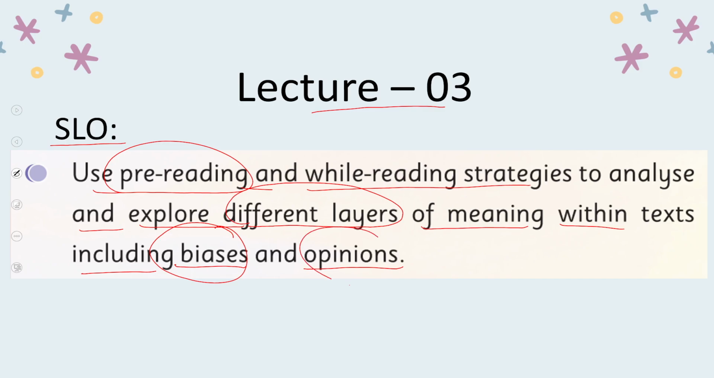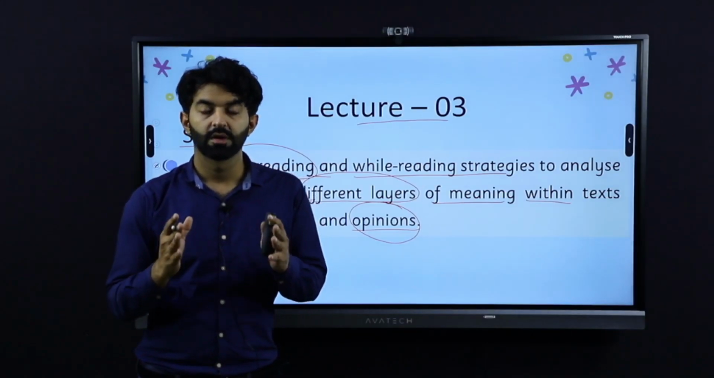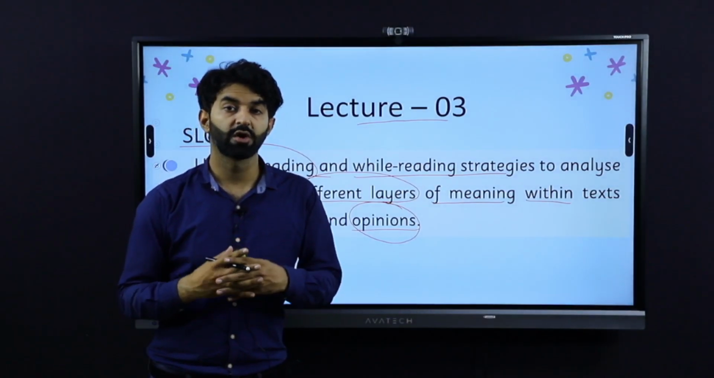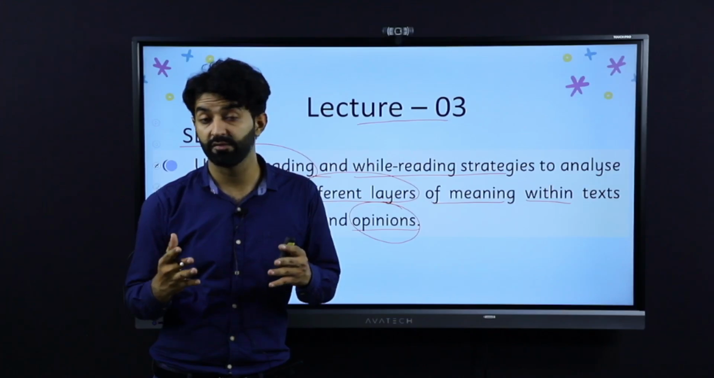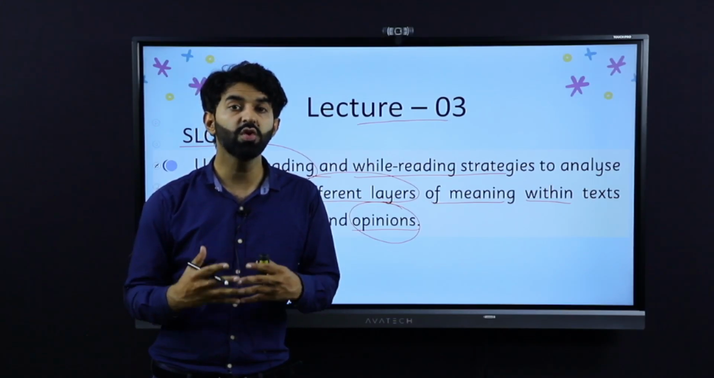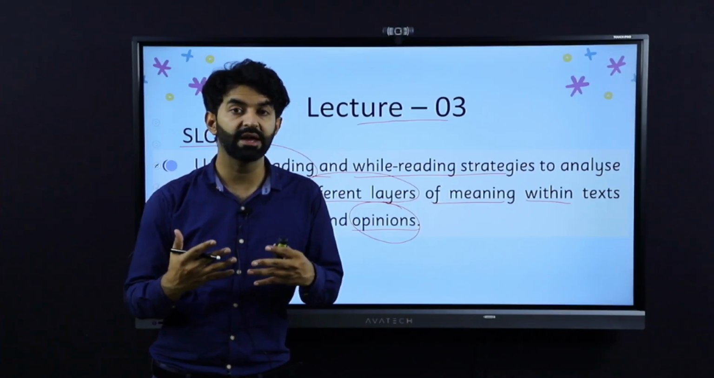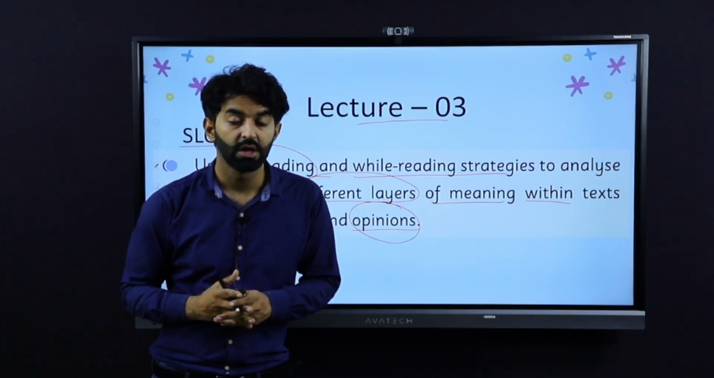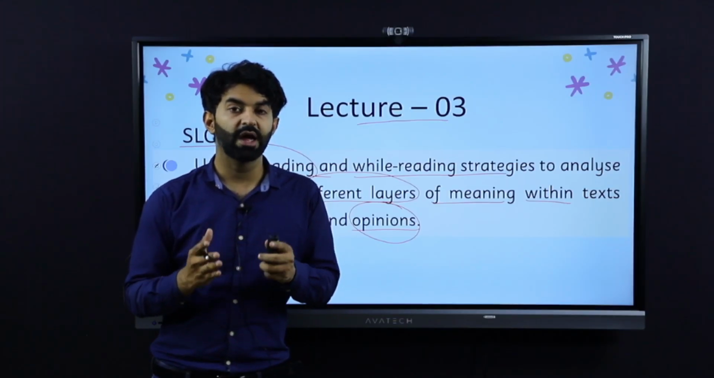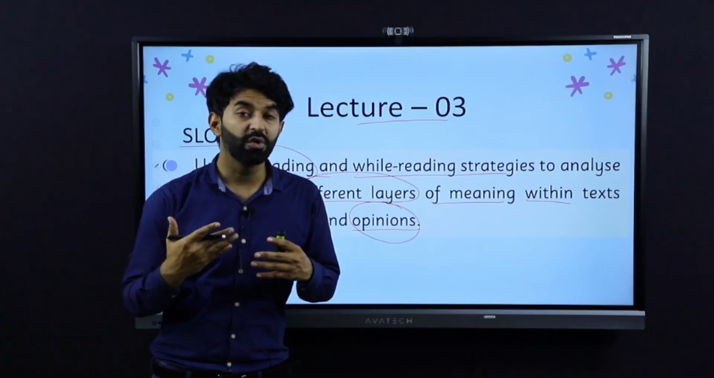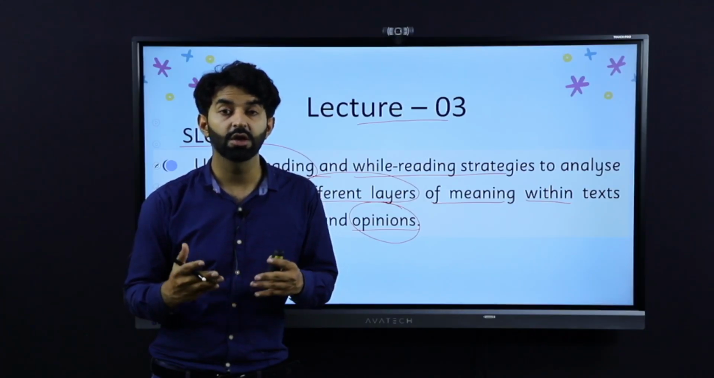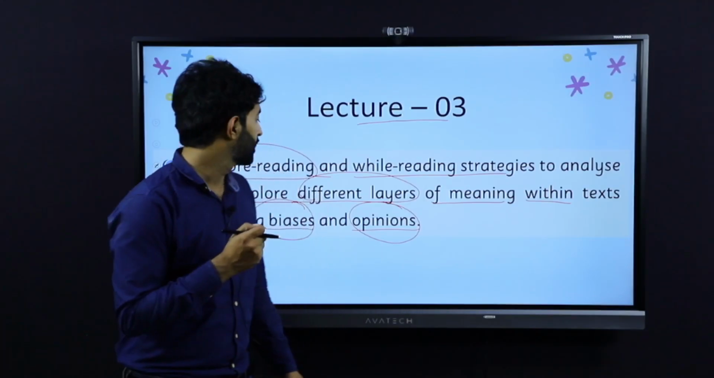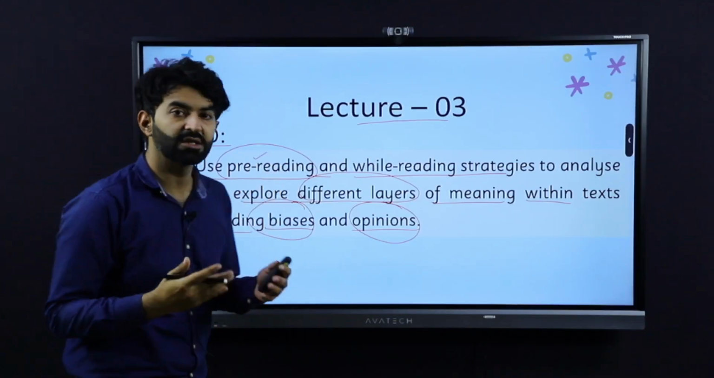Now, here are two words: biases and opinions. They are important to learn because as a reader, as somebody who reads, we get our knowledge and information through our reading skills, through our understanding, which we call comprehension. So it is very important that we adopt these reading skills to enhance our reading comprehension in order to get the right meaning. So we will be using some strategies.